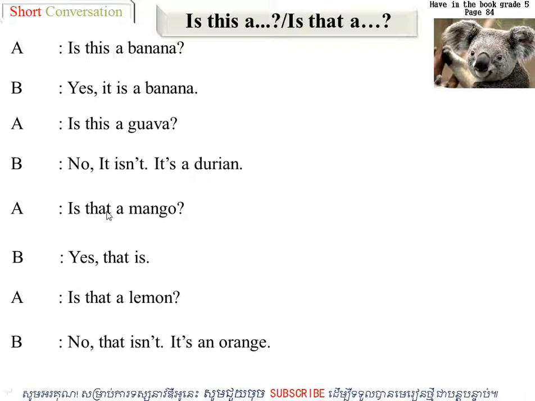Is that a mango? Yes, that is. Is that a lemon? No, that isn't. It's an orange.